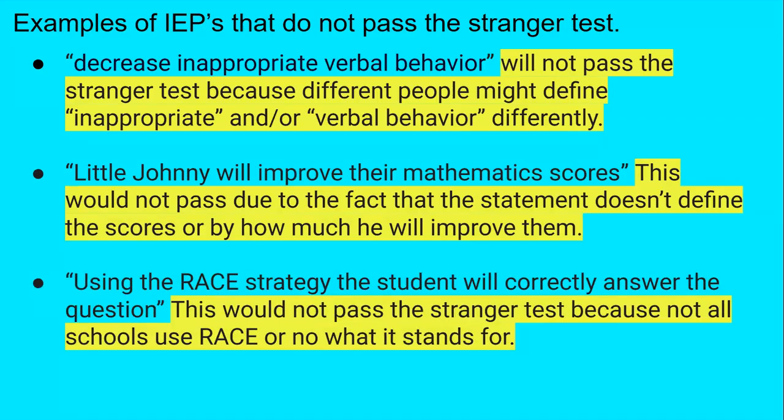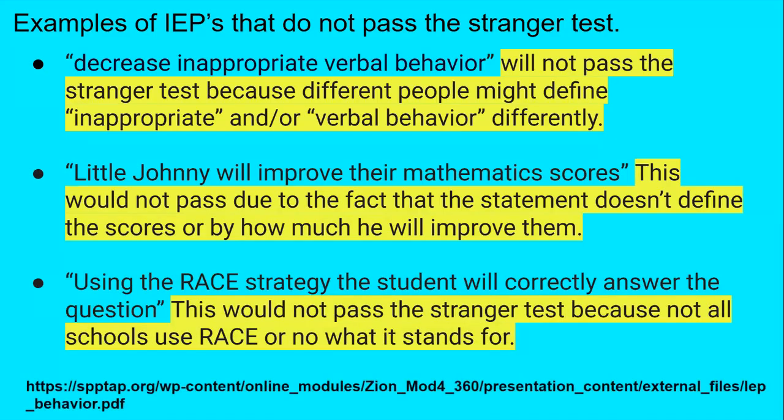And then, using the RACE strategy, the student will correctly answer the question. This would not pass the stranger test because not all schools use RACE or know what it stands for. RACE stands for restate the question, answer the question, cite with evidence, and provide examples. Some schools use the RAD method: restate the question, answer the question, and include two details. So depending on what school you're going to or what special ed teacher reads this, they may not necessarily know what the RACE strategy is. And if you're a parent and you've never heard of the RACE strategy, it might sound confusing.